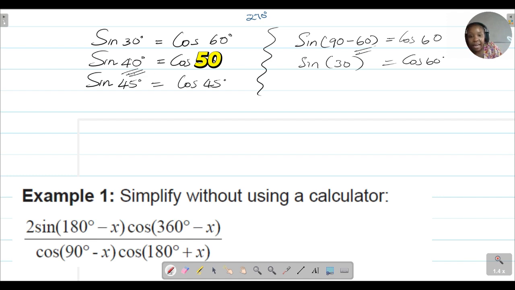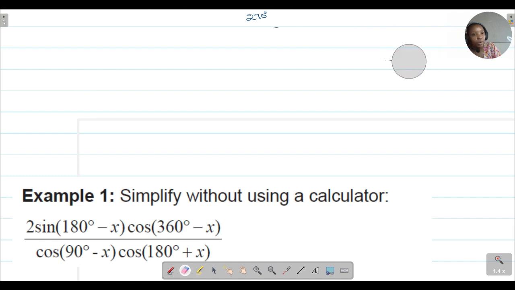Okay, so now it's fine. Now let's look at the co-function identities that you need to know. Okay, let's look at the first one.